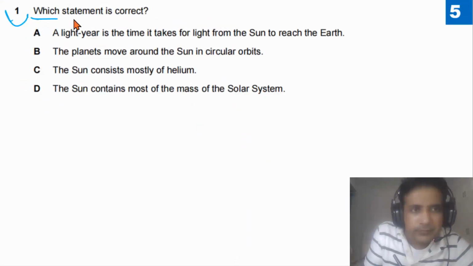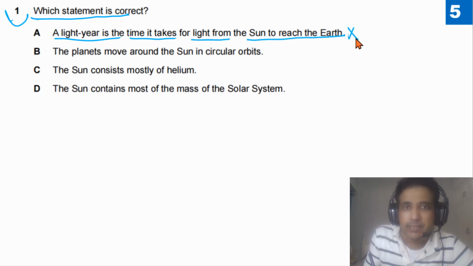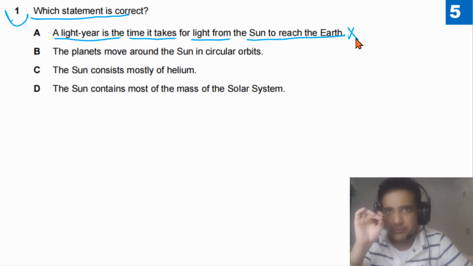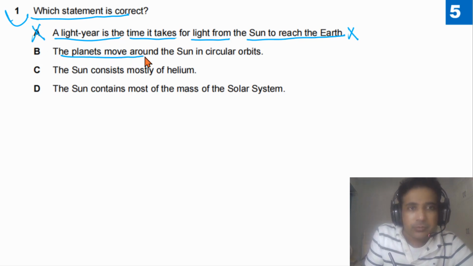Question 5 says, which statement is correct? A light year is the time it takes for light from the sun to reach the earth. That distance is not a light year. That distance is only 8 minutes 20 seconds. So this option is incorrect. The planets move around the sun in circular orbits? No, in elliptical orbits. So this is also incorrect.